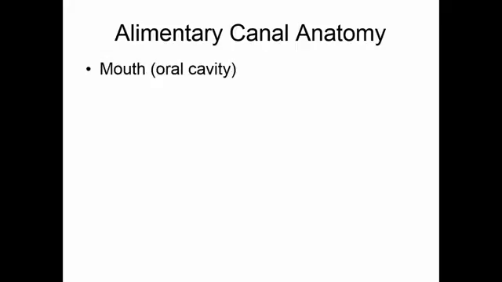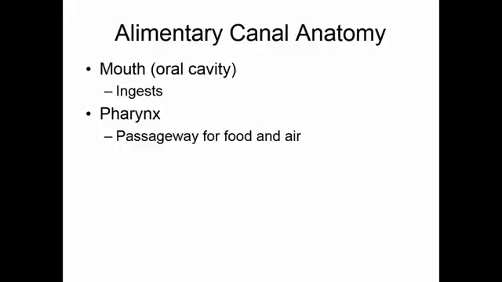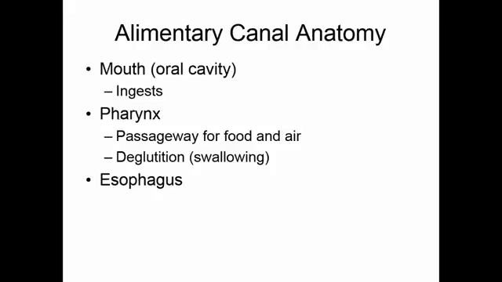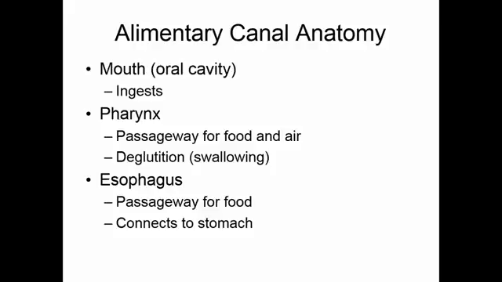The mouth is known as the oral cavity. This is where ingestion occurs. The pharynx, you'll remember, is a passageway for both food and air. Deglutition occurs in the pharynx. This is the act of swallowing. The esophagus is part of the digestive system only. It's a passageway for food and connects to the stomach.